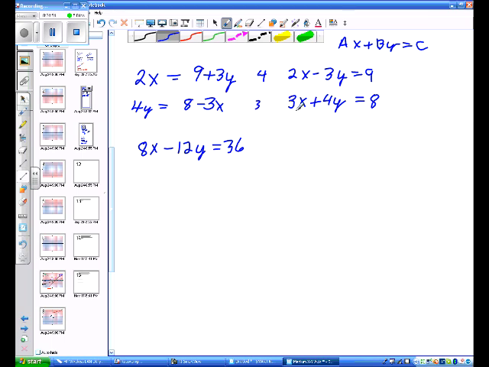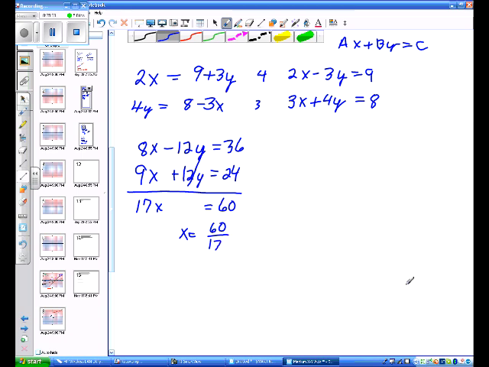If you can't think of the least common one, just multiply them by each other. So that would be 9x plus 12y equals 24. So when we add these together, we get 17x, my y's drop out, equals 60. And dividing both sides, I have 60/17. Well, that's a nice number, but I don't really want to substitute that back into any of my equations and try to solve for y.